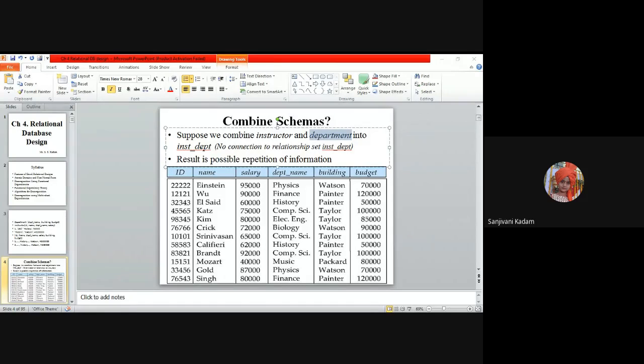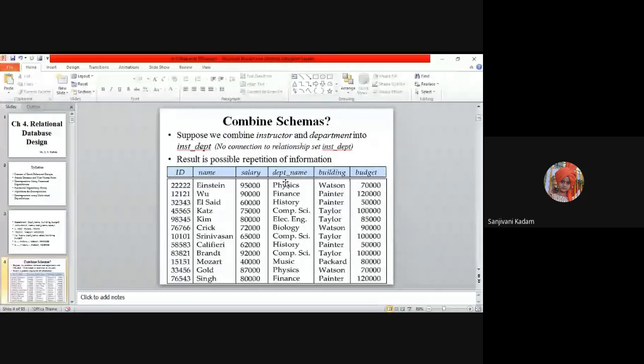Right now we are simply looking at each department, and whatever relationship we have seen previously, right now there is no connection with it. This is an independent discussion. Here I have the ID of the instructor, name of the instructor, salary, and the department name, building and budget. This is my combined schema.